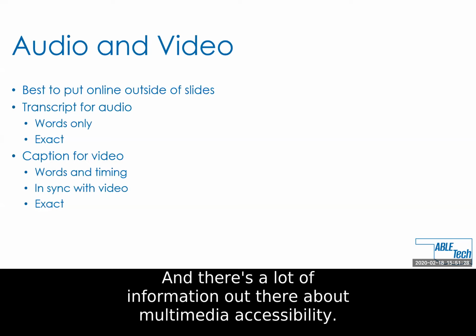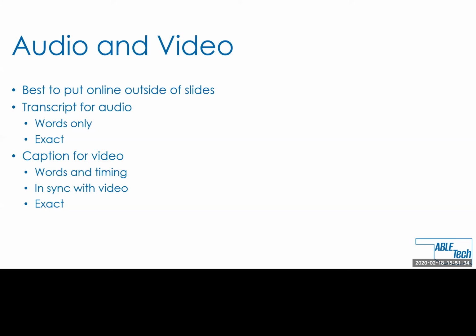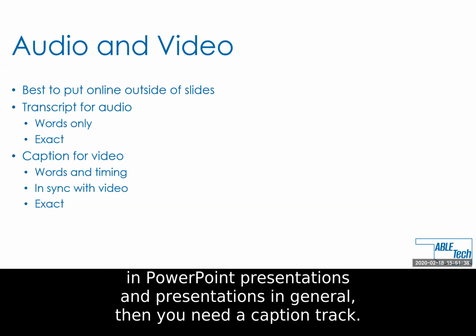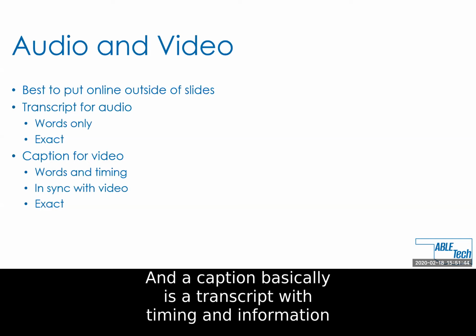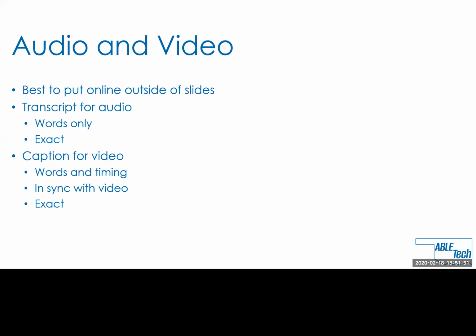And there's a lot of information out there about multimedia accessibility. These are just some quick hits for you. If you have video, which I think is more common in PowerPoint presentations and presentations in general, then you need a caption track. And a caption basically is a transcript with timing information to be sure that the words show up at the right time.